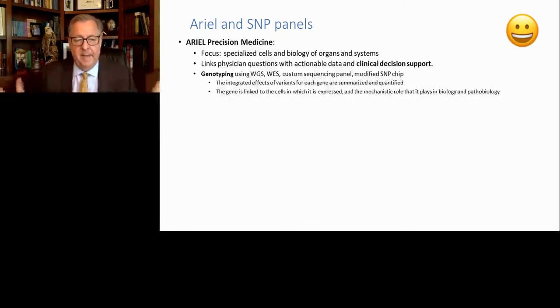The genotyping that we use depends on how much you want to spend. We can do whole genome sequencing, whole exome sequencing, a custom sequence panel, which we're very excited about because it provides a lot of opportunities for difficult to evaluate regions, and then a modified SNP chip, which has incredible potential for screening for these diseases and classifying patients, and it has a low affordable cost.